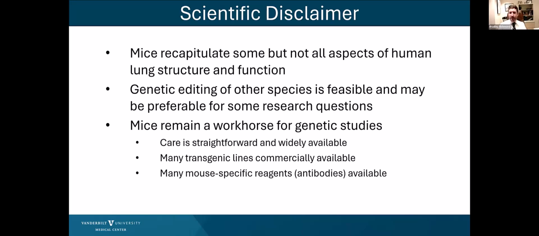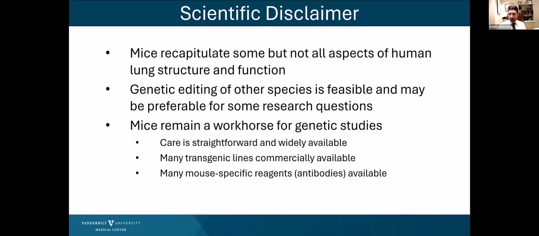So I want to start with a bit of a scientific disclaimer, and that is that mice recapitulate some, but not all aspects of human lung structure and function. And I think this is particularly important when we're thinking about genetic studies because with the advent of CRISPR-based technologies, the activation energy to try to do genetic manipulation of other species has really come down quite a bit and is increasingly feasible. That said, mice remain a workhorse.